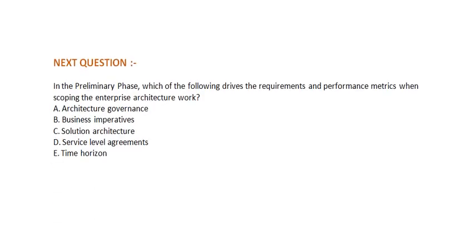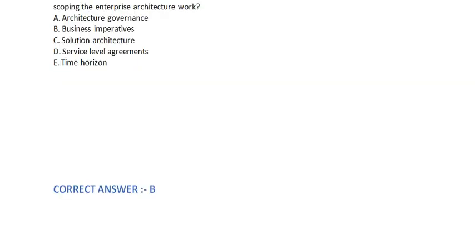Next question is, in the preliminary phase, which of the following drives the requirements and performance metrics when scoping the enterprise architecture work? Option A, architecture governance. Option B, business imperatives. Option C, solution architecture. Option D, service level agreements. And option E, time horizon. The correct answer is option B.